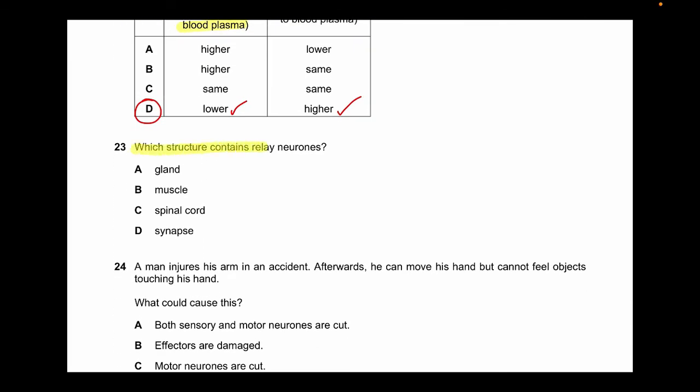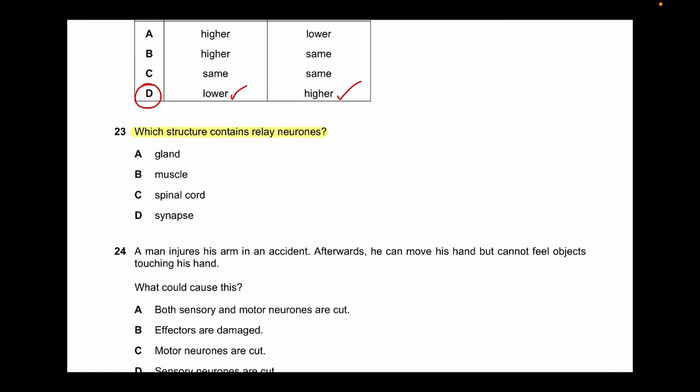Which structure contains relay neurons? Relay neurons are mostly contained within the spinal cord. So option C is correct.